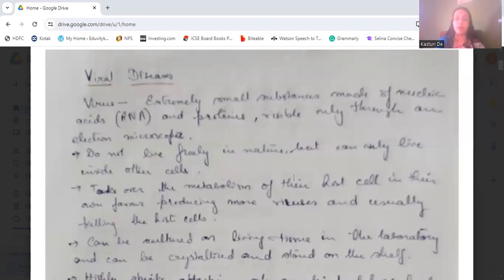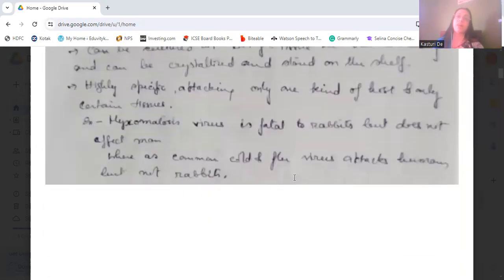They can be cultured on living tissues in the laboratory and can be crystallized and stored in a shell. They are highly specific in attacking only one kind of host and only certain tissues. For example, the myxomatosis virus is fatal to rabbits but does not affect man, whereas the common cold or flu virus attacks humans and not rats.